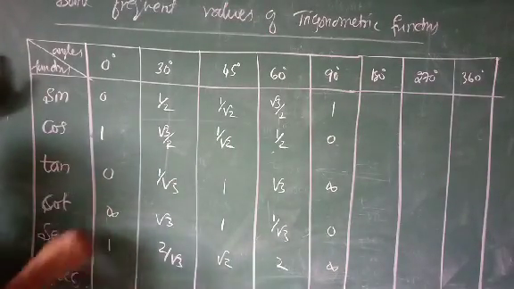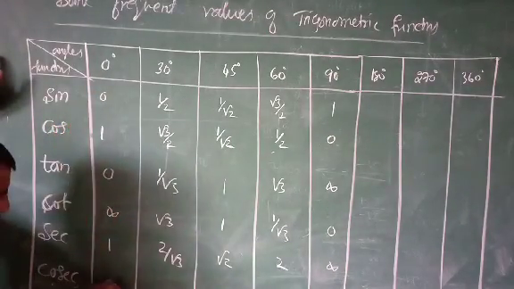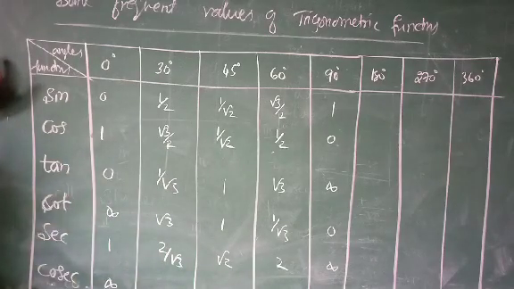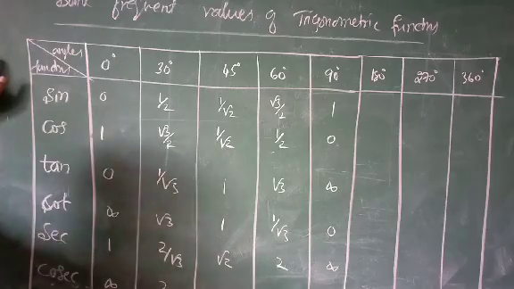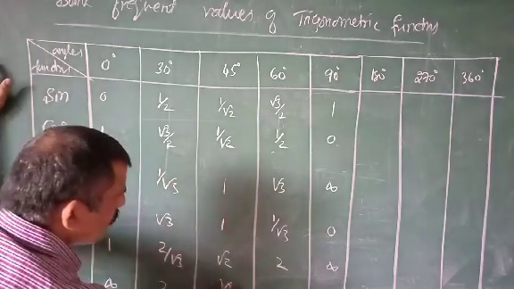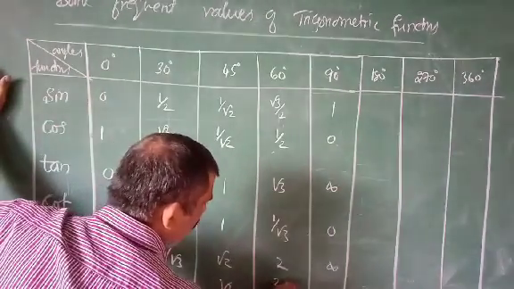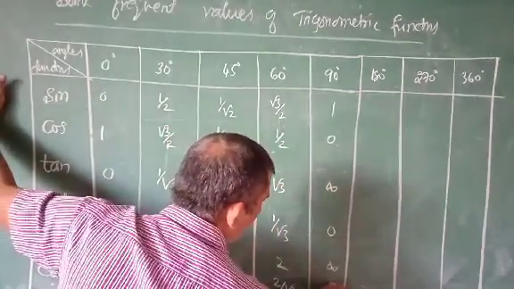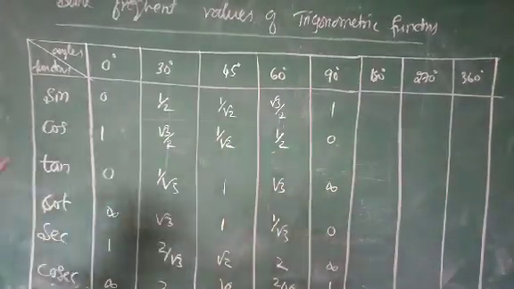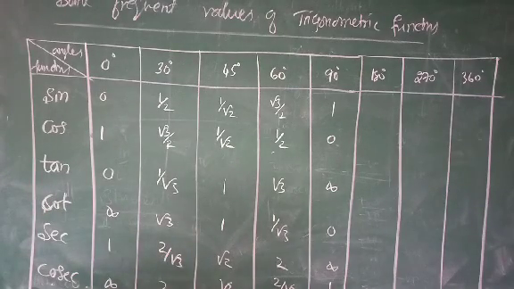Next, cosecant. 1 by 0 is infinity. So 1 by 1/2 is 2. Next one is √2. Next one is 2 by √3. Next one is 1 by 1 is 1. ಅರ್ಥ ಆಯ್ತಾ ಈಗ? ಈ ಥರ ನೀವು ಫ್ರೀಕ್ವೆಂಟ್ ವ್ಯಾಲ್ಯೂಸನ್ನು ನೆನಪಿಟ್ಕೊಂತ ಹೋಗಬೇಕು.